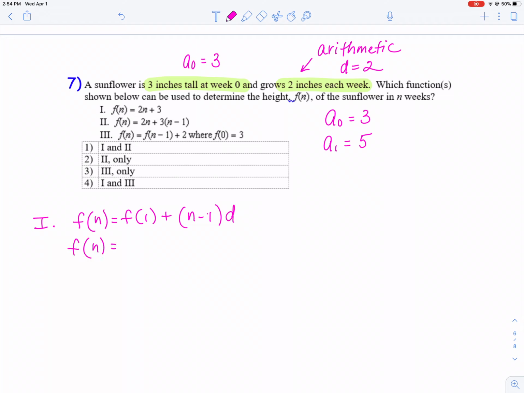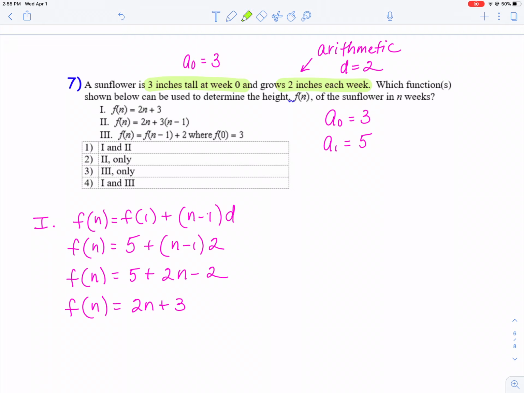So let's try this. f of n would be, f of 1 here would be 5. Sorry, I used a's before, but a sub 1, f of 1, same thing. Plus n minus 1 times here our common difference is 2. So you don't see that there, but can I potentially simplify it? Okay, let's see. f of n would be 5 plus 2n minus 2, which would simplify to 2n plus 3. And that is absolutely choice 1. 1 works.